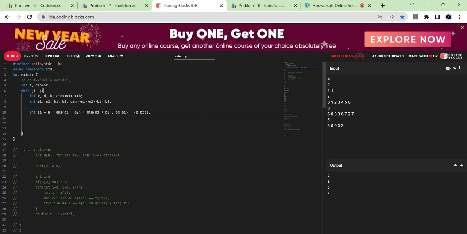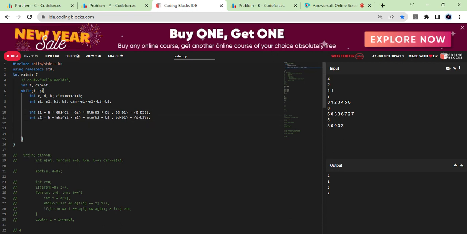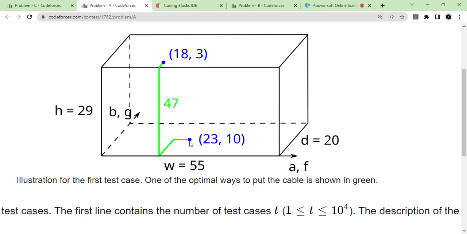And now similarly z2 will come out as h, which is constant, plus the absolute difference between b1 comma b2. Now why b1 minus b2? Because now you are moving towards the left edge, or the left wall, or moving towards the right wall. When you move towards the left wall, you just go to this point. This will cost you 23, or you can move to this point. This will cost you w minus 23. So that is the thing.